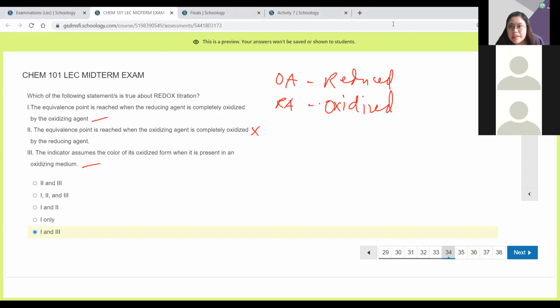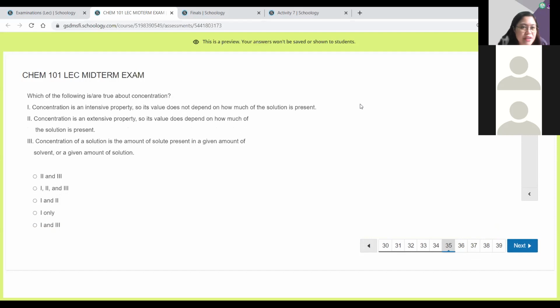Okay. And then we have, which of the following are true about concentration? Concentration is an intensive property. So its value does not depend on how much the solution is present. Yes, this is correct. Concentration is intensive. It doesn't matter how much matter we are trying to consider. Next, syempre mali mo tong number 2. Kung intensive concentration, automatic, the number 2 is incorrect kasi it says na extensive property siya. And then the third one, I think, is the definition of our concentration, the amount of solute present in a given amount of solute. Yeah, that's the definition of our concentration. So that's 1 and 3. Okay, 1 and 3.